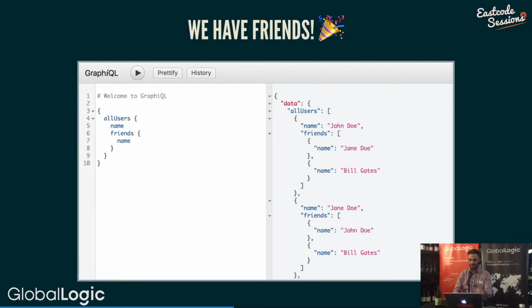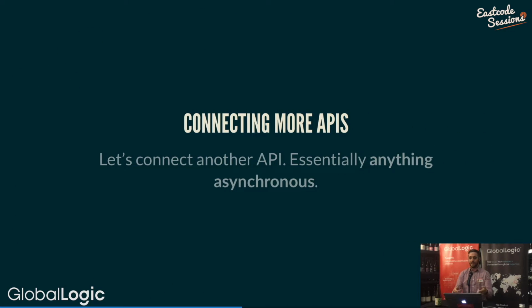Okay, so we got the friends, we did that. And this is sort of a question Martin was asking. We can connect GraphQL to more than one API. That's part of the beauty of it. It is essentially anything asynchronous. So whatever you can wrap in a promise and give it to GraphQL, GraphQL will wait for that promise to be resolved, and then give you the data once it happens. So you can connect it to MongoDB, you can connect it to a traditional DB, you can have different APIs of different formats, and you can get that.